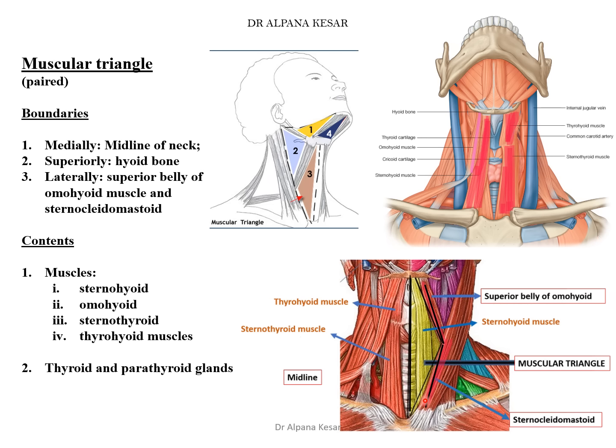The contents of the muscular triangle are four muscles, and they are sternohyoid, sternothyroid, thyrohyoid, and omohyoid, which is both the boundary as well as the content of the muscular triangle. Other than these four muscles, two glands, that is, the thyroid and the parathyroids, also form the contents of the muscular triangle.